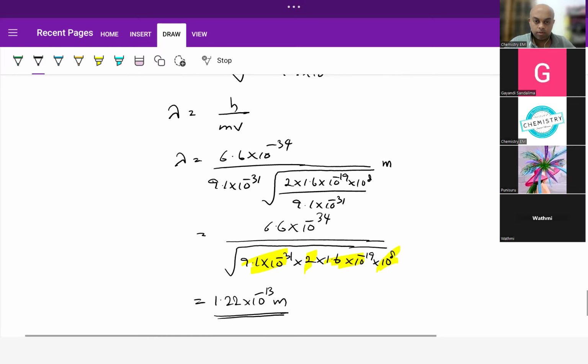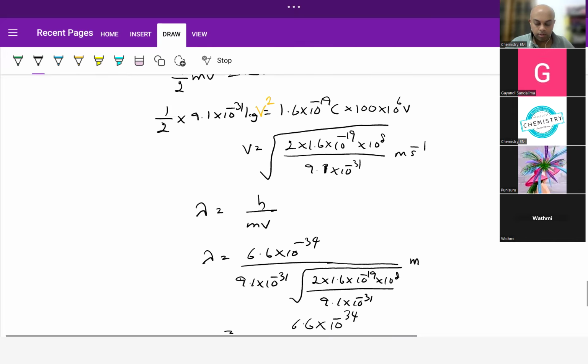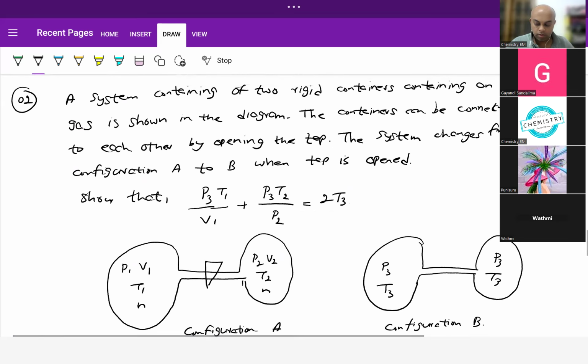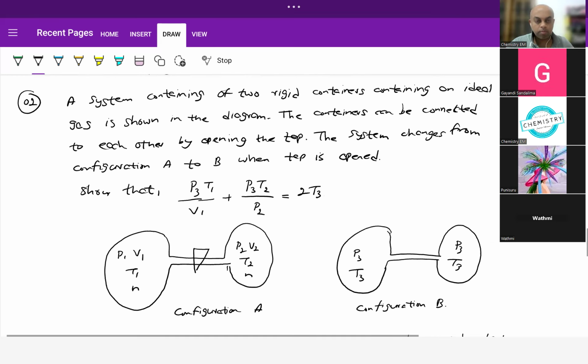Any more questions? Shall we move to the next question? Next one. Do this one. Copy down the question and do this one.